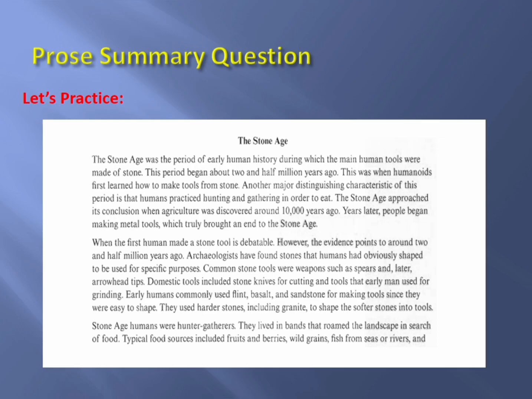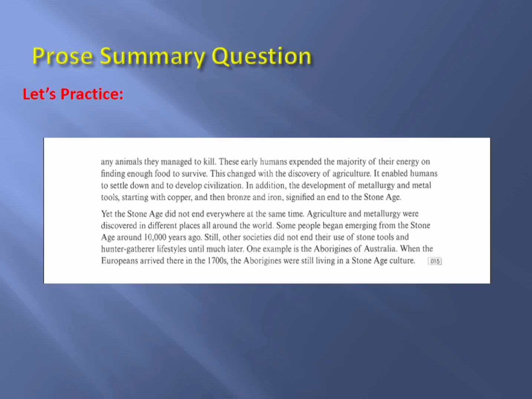Stone Age humans were hunter-gatherers. They lived in bands that roamed the landscape in search of food. Typical food sources included fruits and berries, wild grains, fish from seas or rivers, and any animals they managed to kill. These early humans expended the majority of their energy on finding enough food to survive.